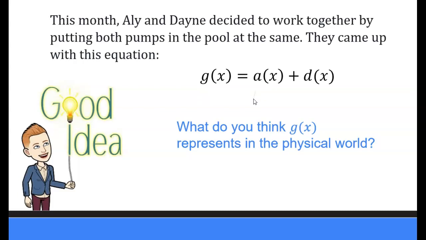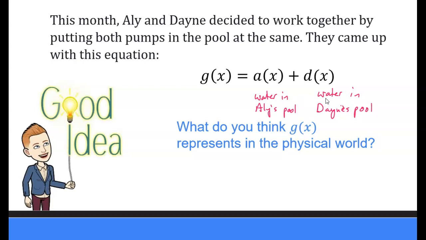Remember, a of x is, let's get a color we can actually see, maybe pink. Here we go. A is how much water Allie's pool has, the water in Allie's pool. And d of x is the water in Dane's pool.